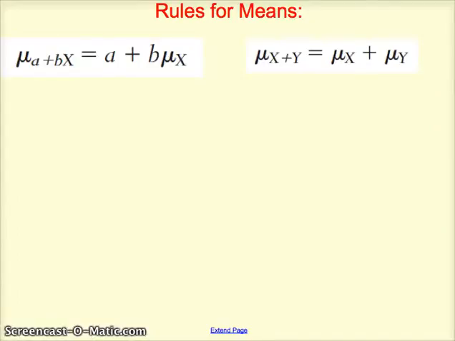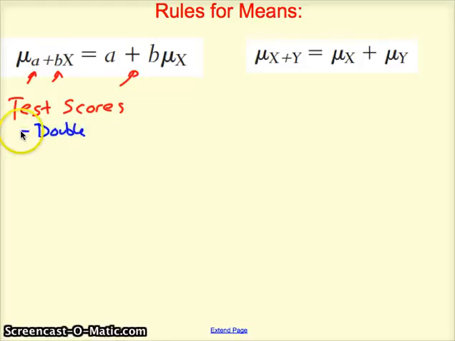The symbolism on the right says the mean of some random variable x, if it's adjusted by multiplying by b and adding a, is equal to what you see on the right side of the equal sign. Let's take this as an example. Let's say I have test scores. And for whatever screwy reason, I've decided to do this. I'm going to double those test scores, and I'm going to add 10 to every score. Because I've decided that's what I want the scores to look like when I'm done.